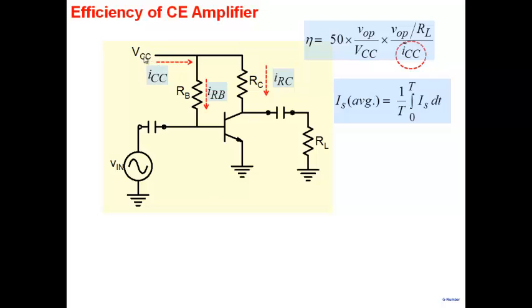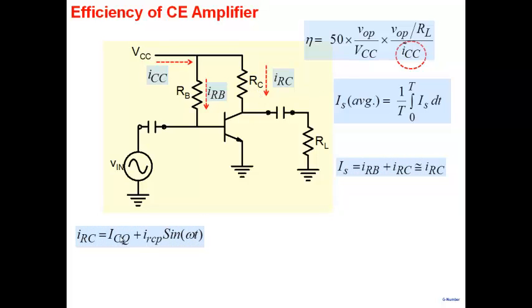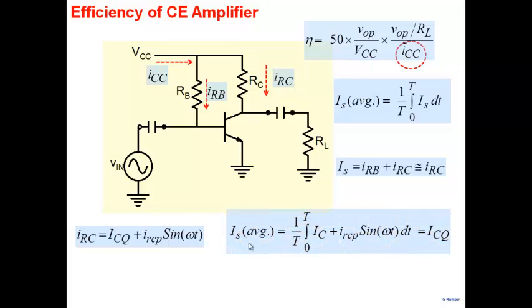So basically the power that comes from the supply is nothing but the current that goes here. And the current that goes into the collector will have a DC component, which is ICQ, plus a sinusoidal component, which goes into the load here, as well as into the transistor here. Sinusoidal will average to 0 here, and IS average then will be approximately equal to ICQ here. So efficiency then I can write as 50 VOP by VCC, peak value divided by RL, and this is nothing but the bias current of the transistor, ICQ here.